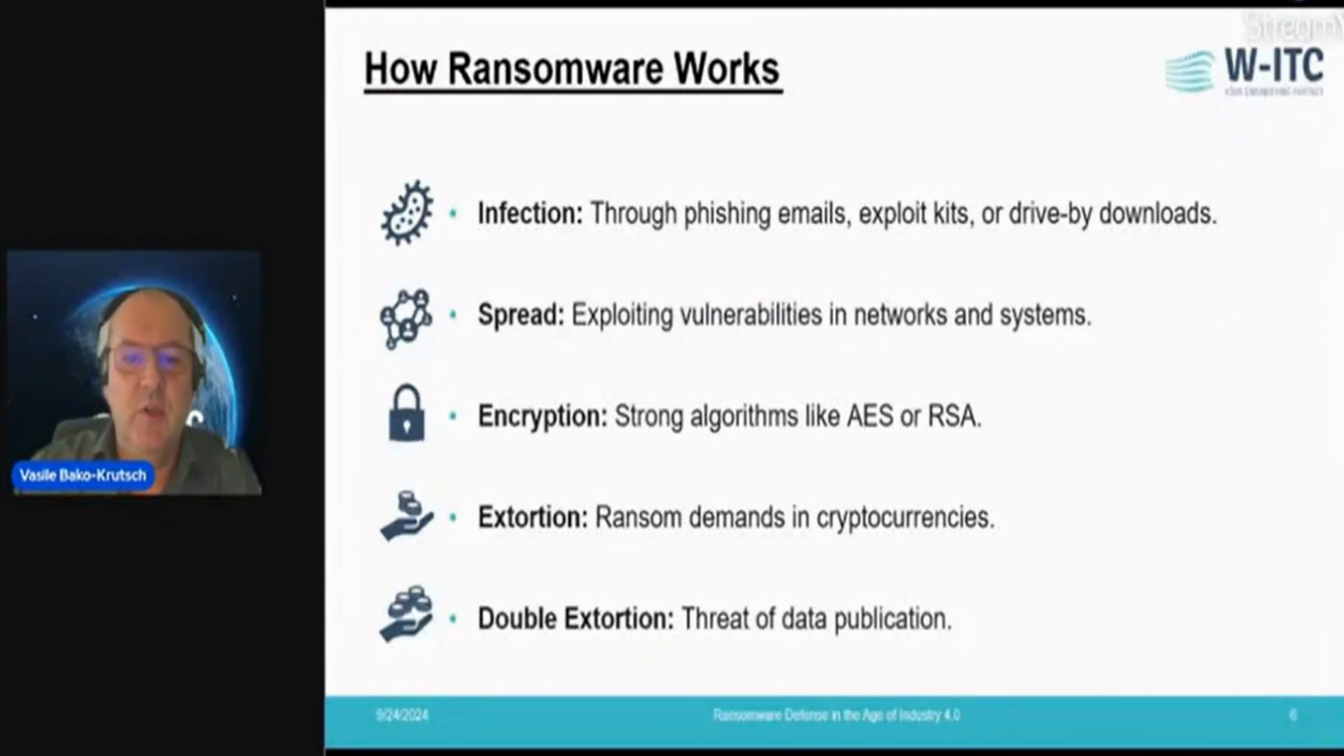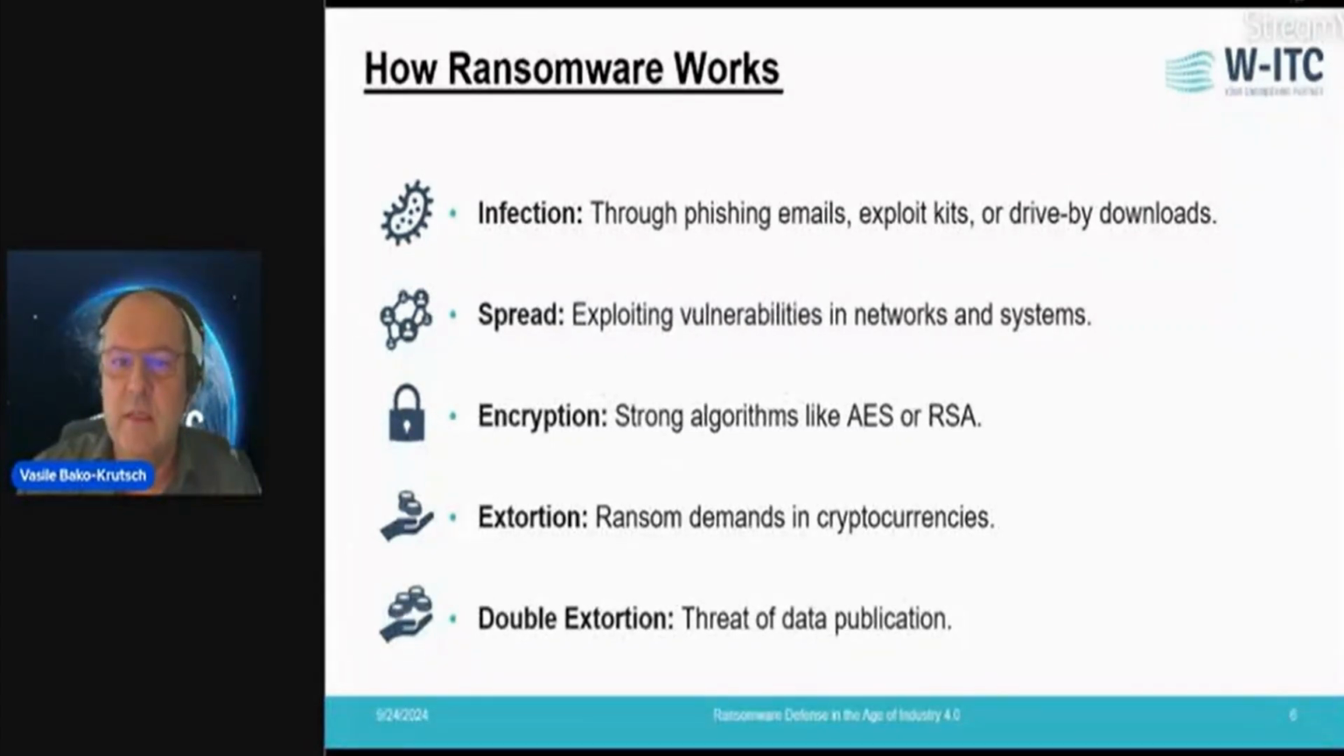Now, an example of a phishing attack, as I said, can be an email that pretends to be from a trusted sender, such as a bank or a well-known company, and prompts the recipient to click on a link or open an attachment. After the infection, phase two starts. This is known as the network spread.